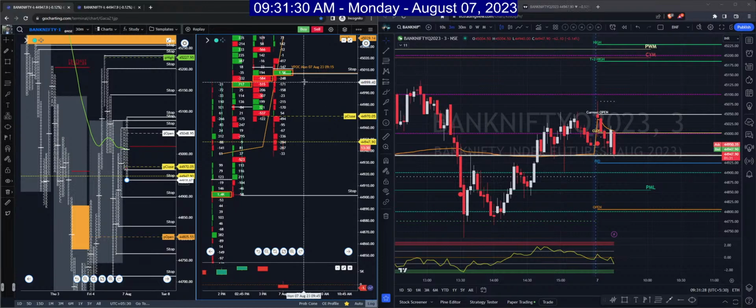Okay, so the trade plan is working out. Sell here, buy here, buy here, sell here. Let's see. That inventory has become short.